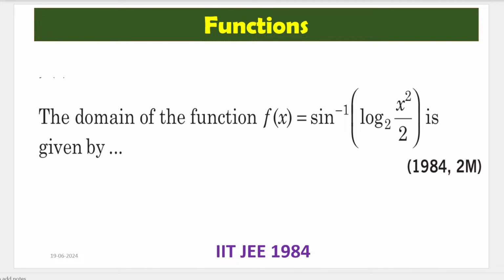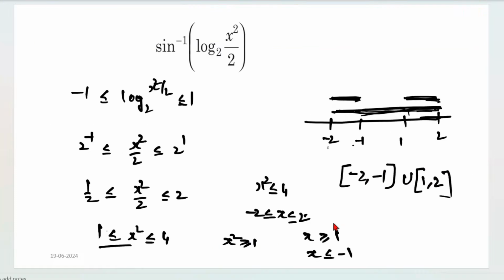-1, 2, 1 to 2, which are open brackets, close brackets. No, no, wait, okay, wait, wait. I am getting something different. Can you check again? One second.